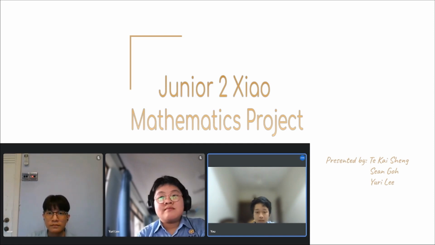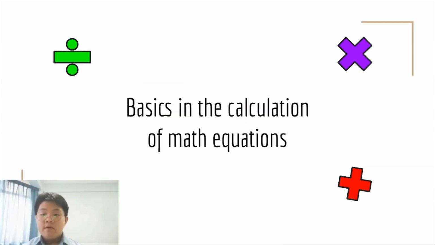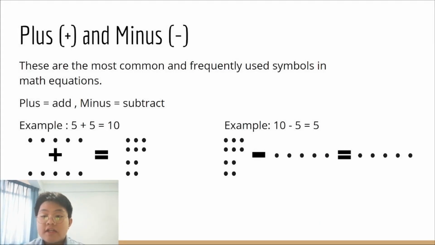Starting off, let's pass it on to Yuri to explain the basics of the symbols in maths. First of all, we are going to learn the basics in the calculation of math equations, plus and minus. These are the most common and frequently used symbols in math equations. Plus means add while minus means subtract. Here's an example. 5 plus 5 equals 10. As you can see, 5 dots plus 5 dots become 10 dots.